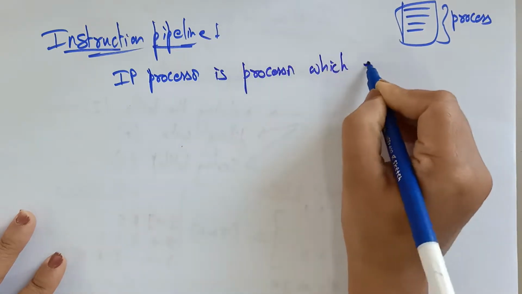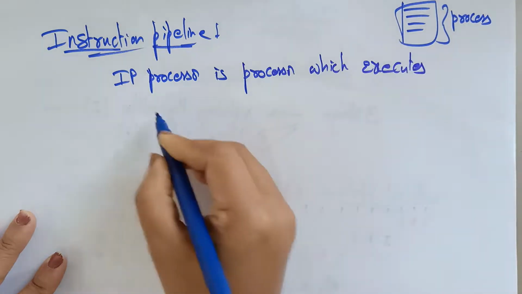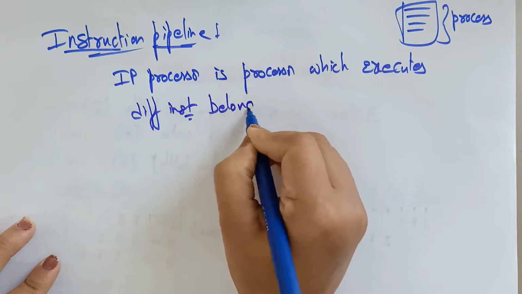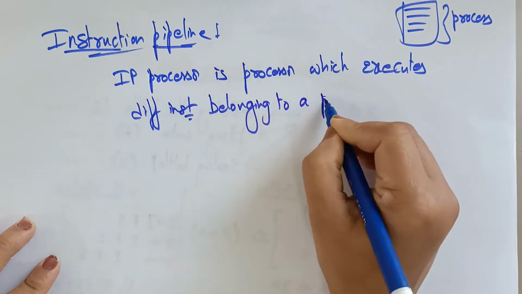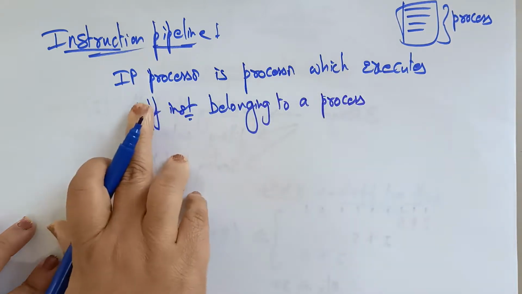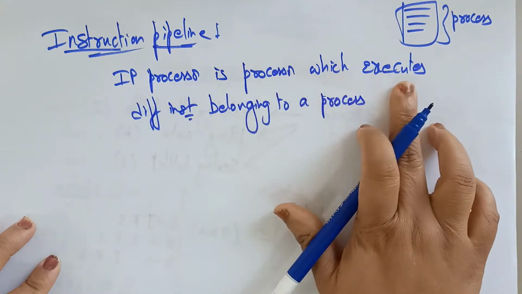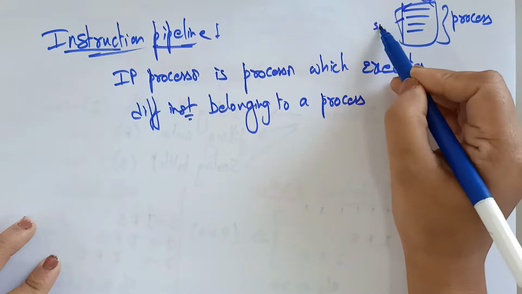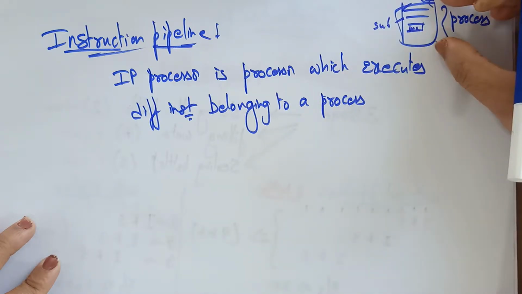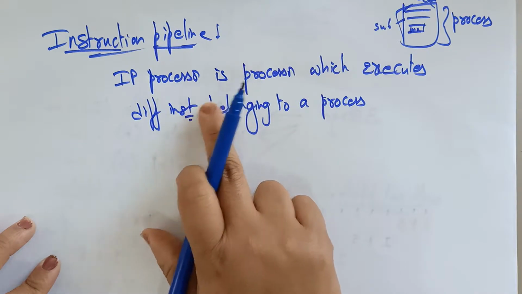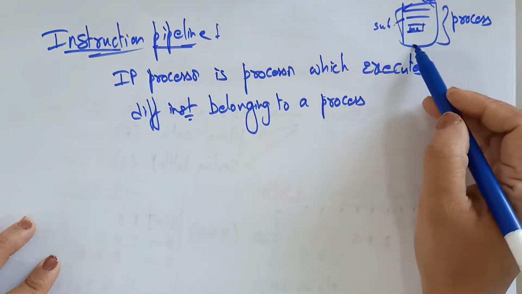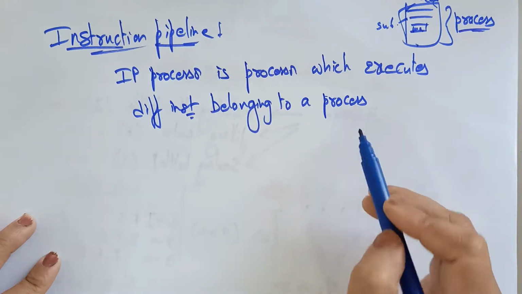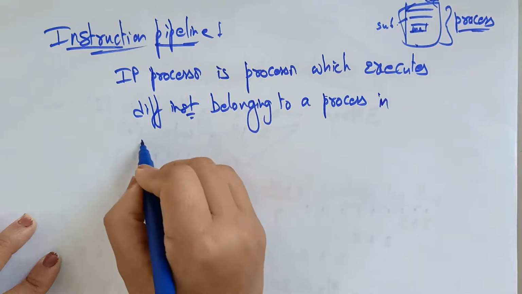which executes different instructions which belong to a process. I'm talking about a process. This instruction pipeline processor executes the different instructions. So here one instruction is addition, another is subtraction, another is multiplication in a single process. So an instruction pipeline processor executes these different instructions belonging to a process in its different stages.